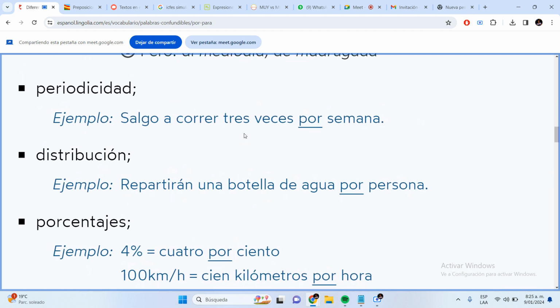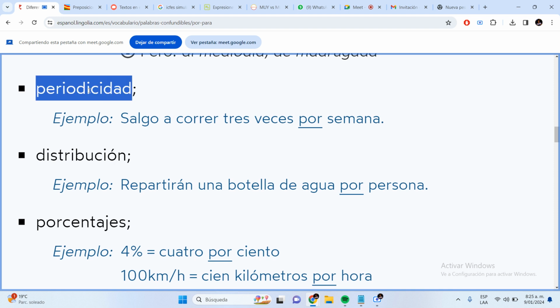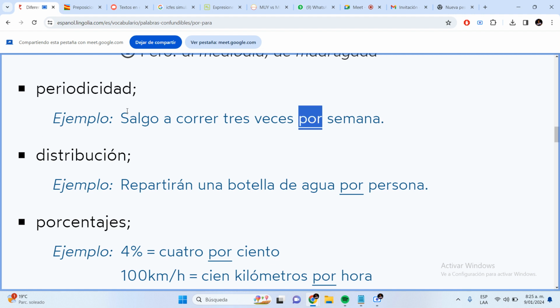Also, when you're talking about doing something every certain amount of time, like for example, I do this every week, that is periodicity, that it's going to repeat many times. You're going to use por. So, salgo a correr 3 veces por semana. Okay, that's the example.